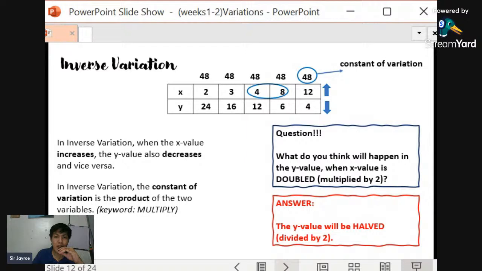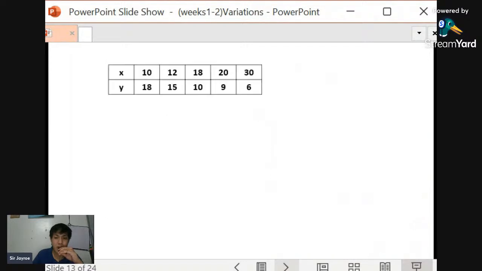So, yan po. So, from 4 to 8, so nadoble, no? Then, if we're going to take a look at the y value, 12 at saka 6, nahati sa dalawa. Kasi from 12 naging 6 divided by 2. So, tama, no? Kapag na-doubled yung x, ang y ay ma-divide by 2. Okay, next. Oh, here, it's your turn now.